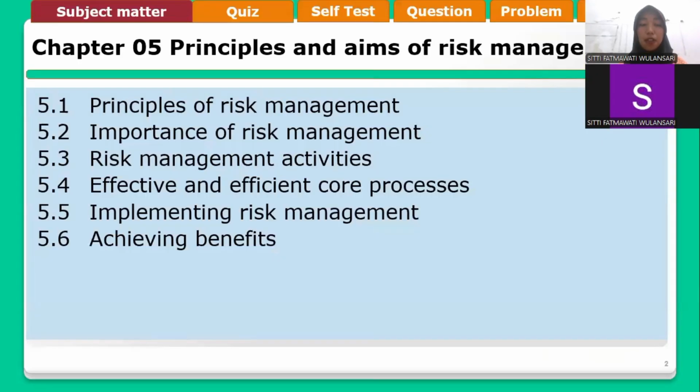For Chapter 5, Principles and Aims of Risk Management, we have six topics. The first is Principles of Risk Management, the second Importance of Risk Management, the third Risk Management Activities, the fourth Effective and Efficient Core Processes, the fifth Implementing Risk Management, and the last Achieving Benefits.